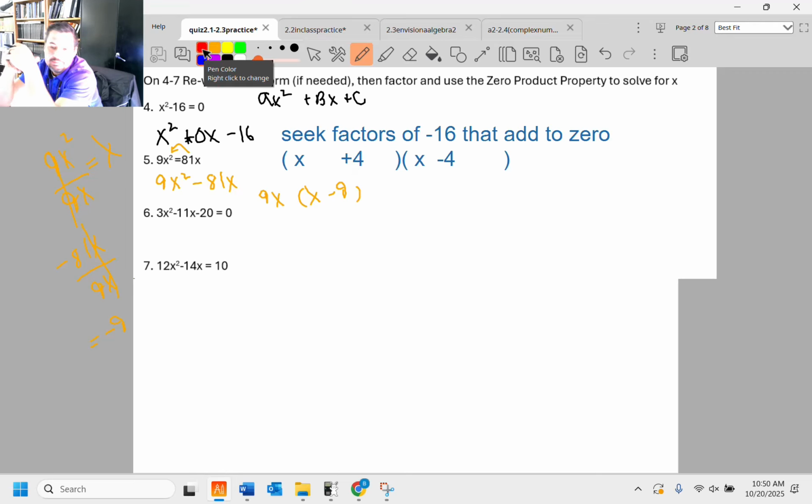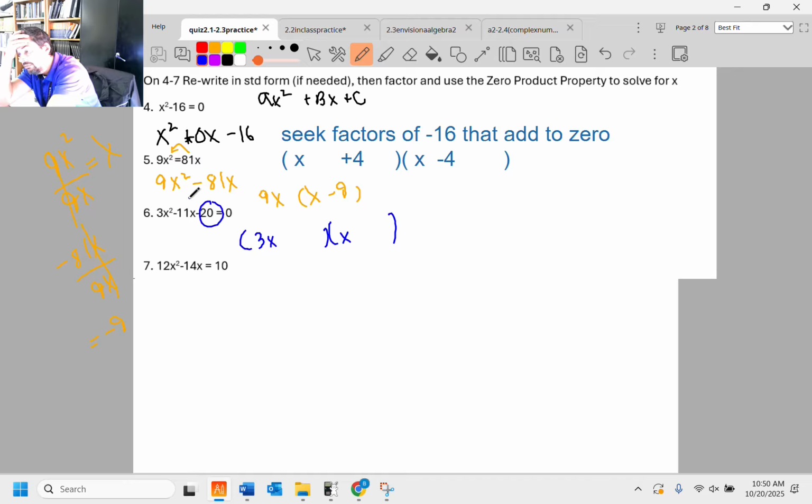All right, moving forward. Number 6. To make a 3x squared, and this is guess and check and all that good stuff, it takes a 3x and an x. This is a public radio. I can't say what I want to say. Factors of 20 are 4 and 5.